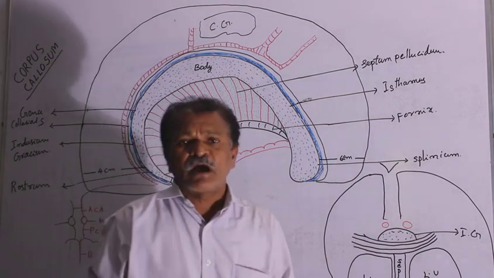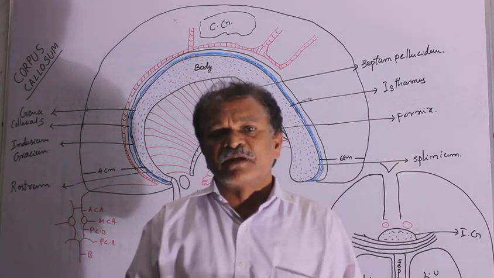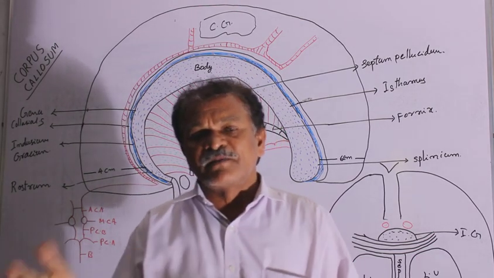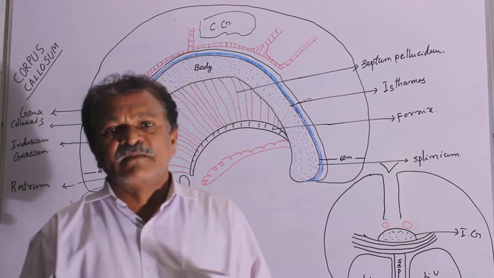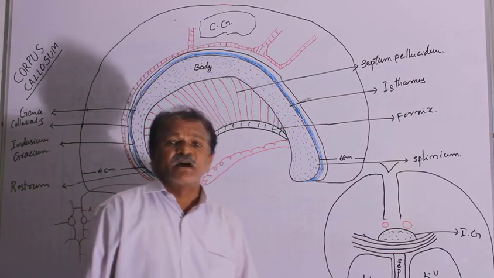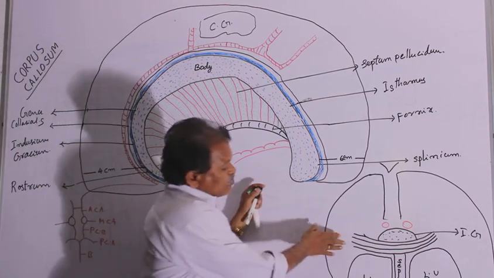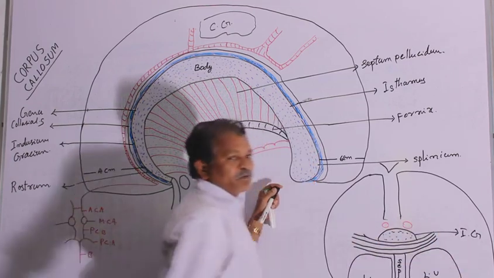Falx cerebri is a fold of the dura mater, and it separates the medial surface of the right cerebral hemisphere from the medial surface of the left cerebral hemisphere. It hangs on the superior surface of the corpus callosum. The corpus callosum fibers move from right to left or left to right.